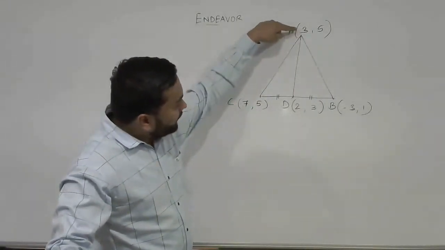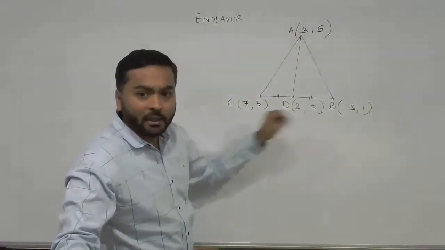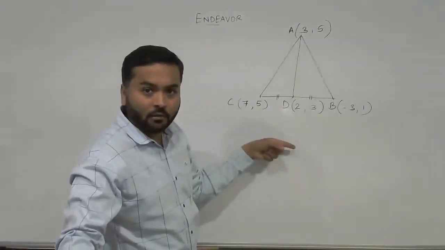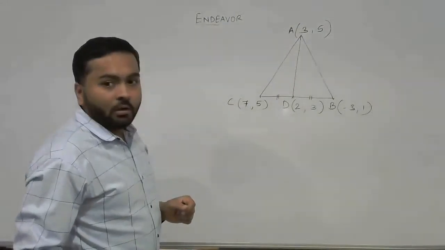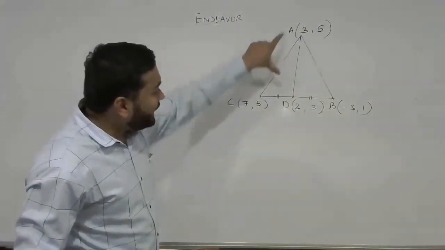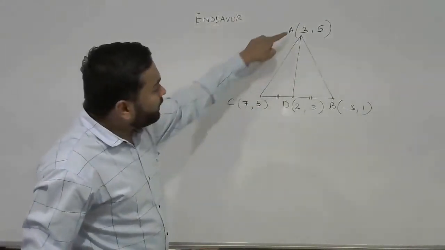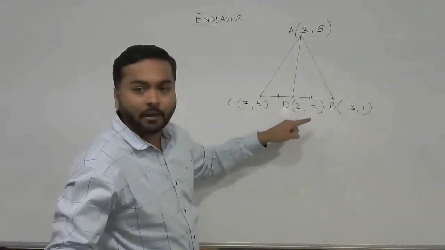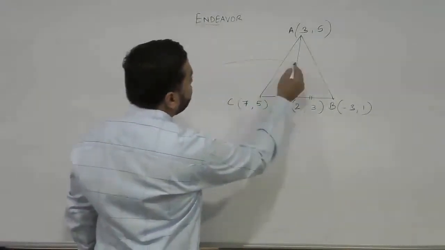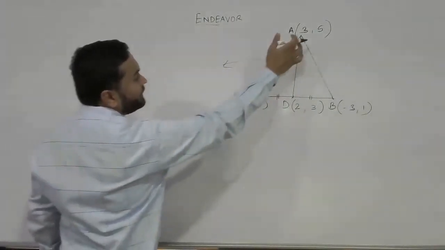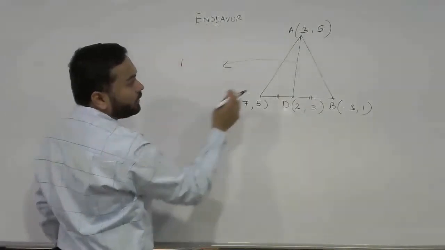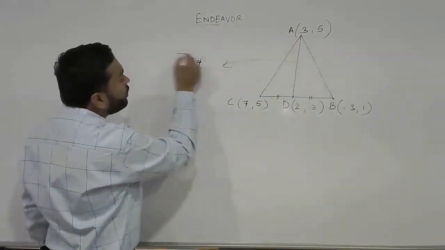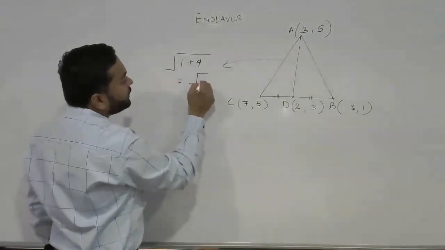Once I know that A is 3, 5 and D is 2, 3, what I can do here is use the two-point form and get the equation of a line. Also, if I want to find the distance AD, I can apply the distance formula. I know two points x1, y1 and x2, y2. So what will be the distance here? That will be 3 minus 2, 1 squared is 1, and 5 minus 3 is 2, 2 squared is 4. So root 5 will be the distance of the median.